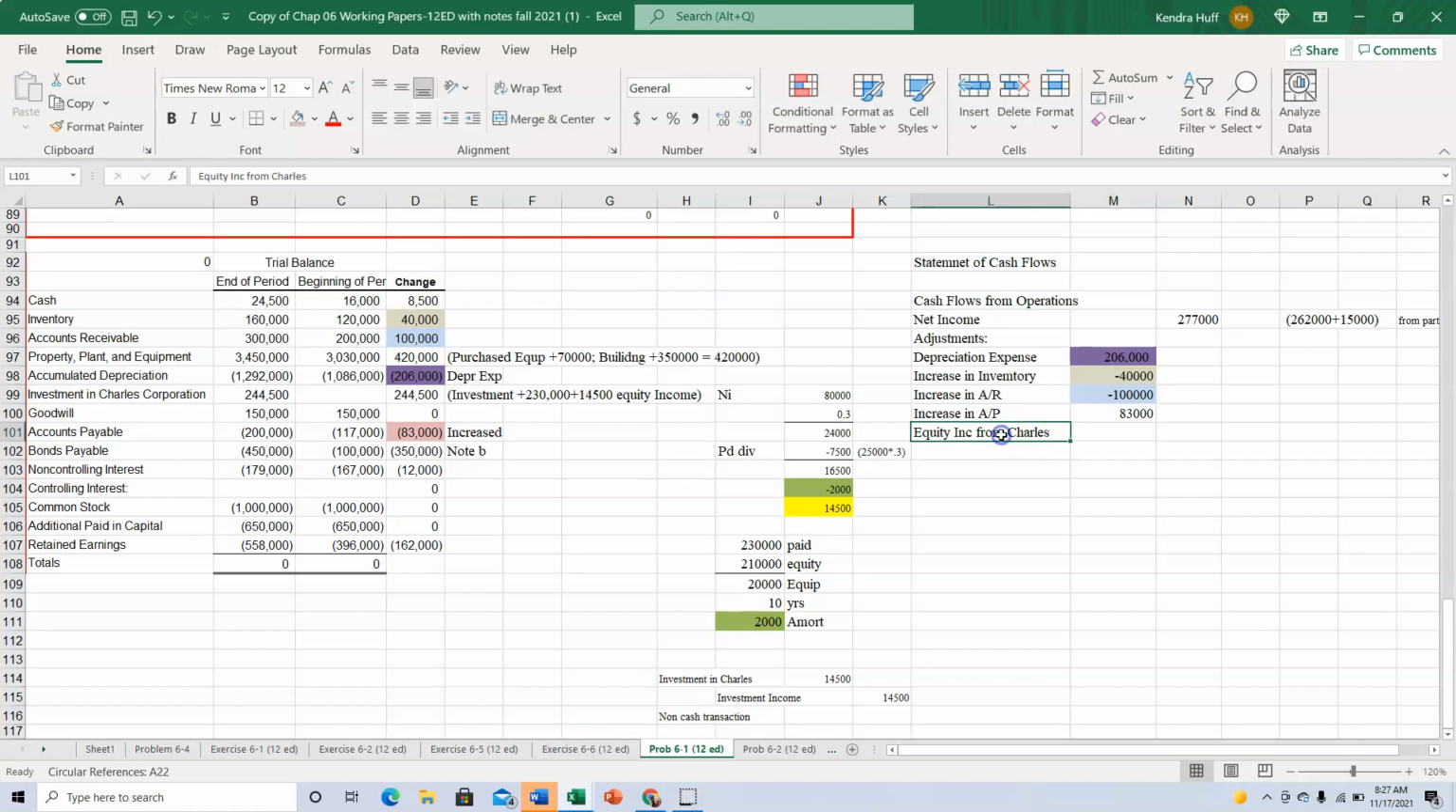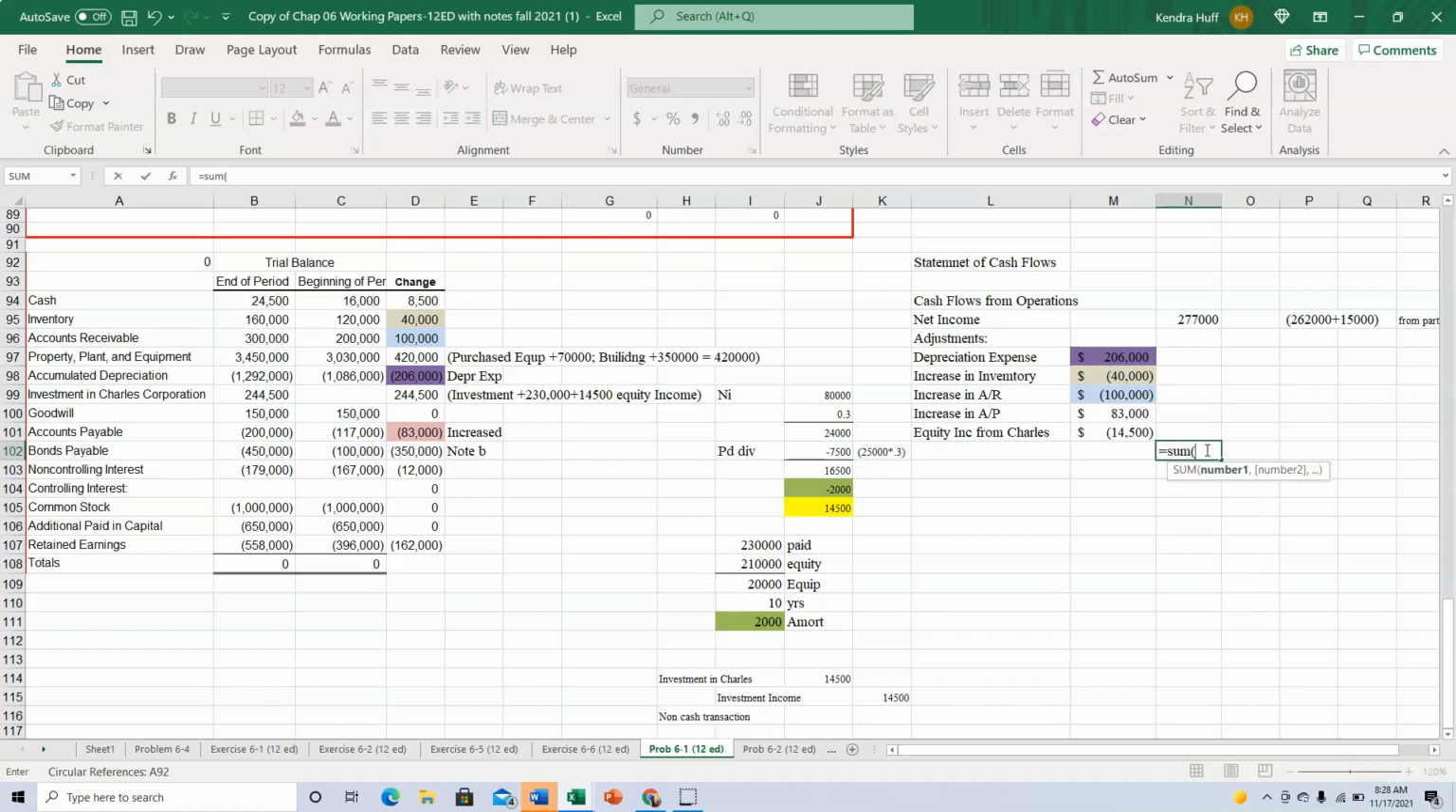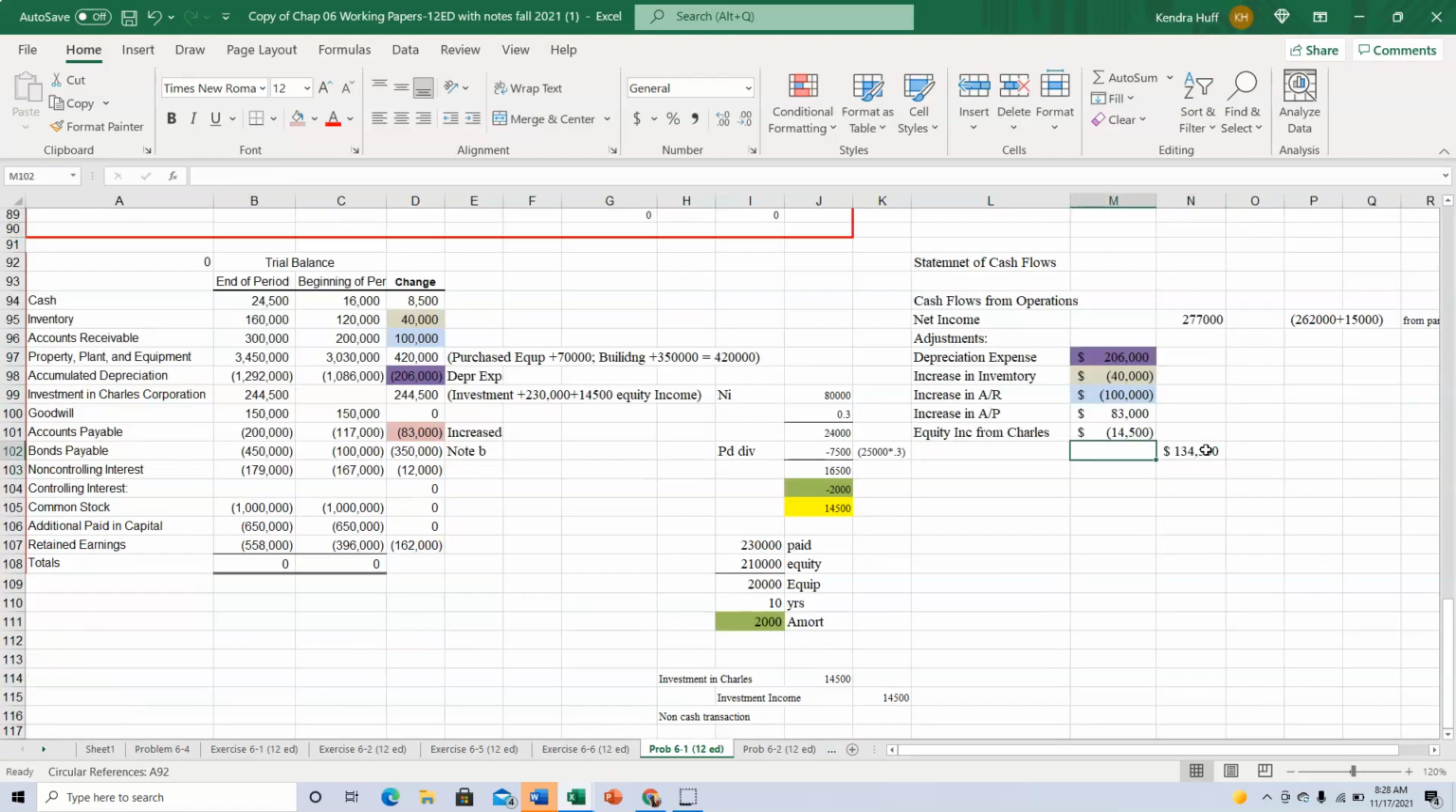Okay, so it's equity income from Charles in excess of dividends, which is what we did because we subtracted out dividends right here. All right, so we didn't actually get all that in cash, so we subtract that back out. Okay, I think that's it for that one. So then you sum this up. And this is net cash provided by operations.